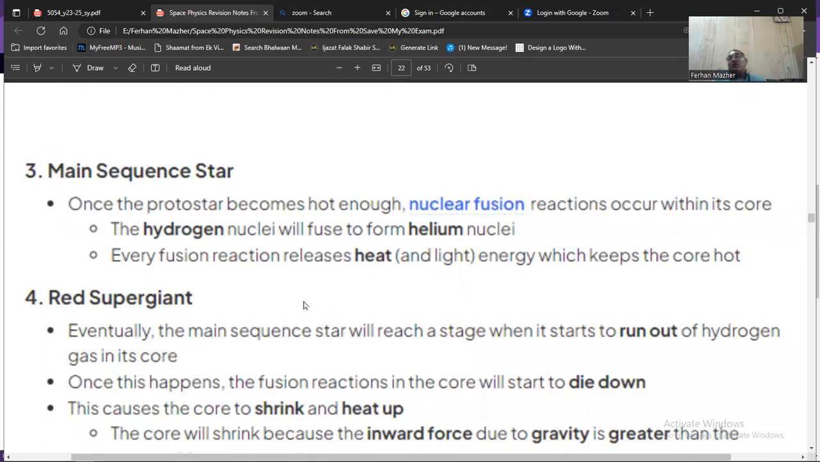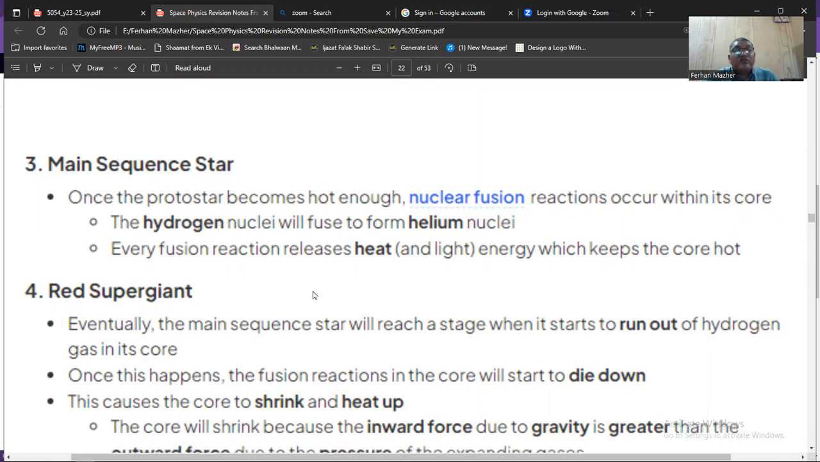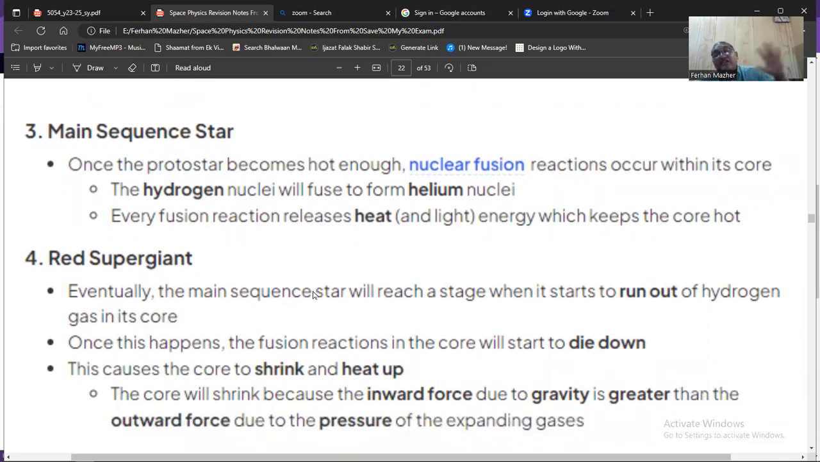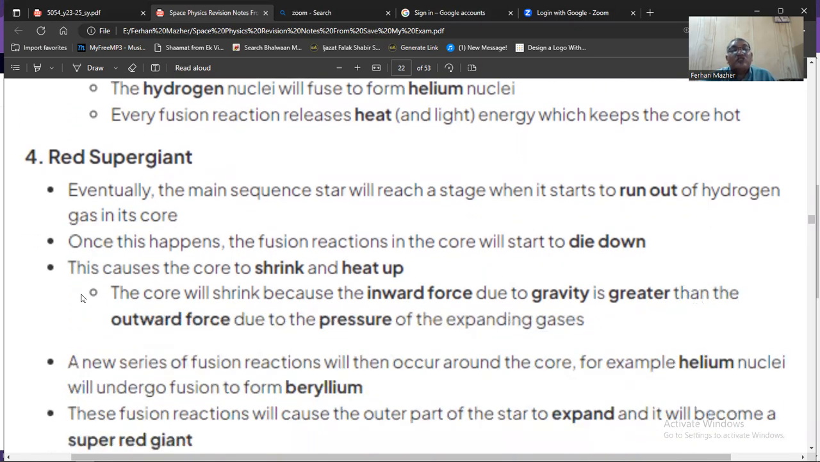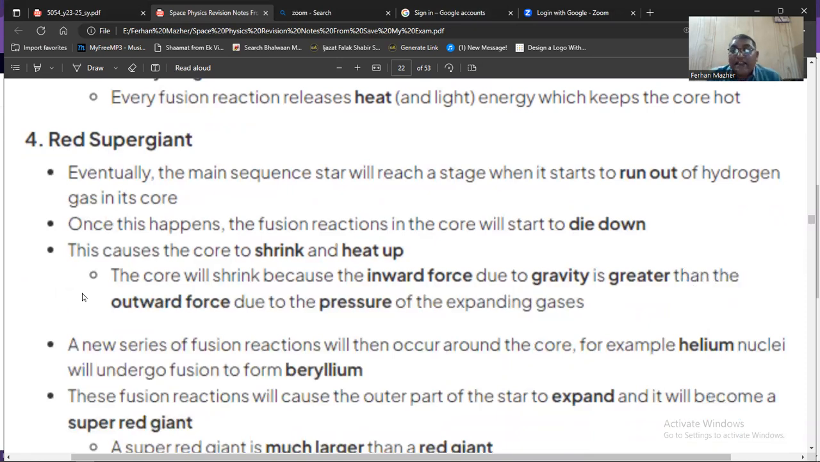Then, in the life cycle of a big star, after the main sequence star comes the stage which we call red supergiant. Eventually, the main sequence star will reach a stage when it starts to run out of hydrogen gas in its core. Once this happens, the fusion reactions in the core will start to die down. This causes the core to shrink and heat up. The core will shrink because the inward force due to gravity is greater than the outward force due to the pressure of the expanding gases.